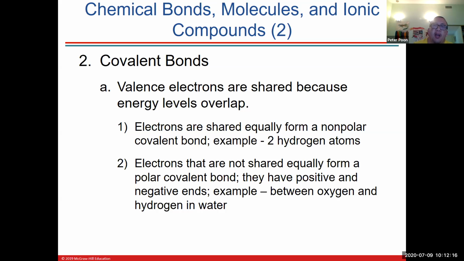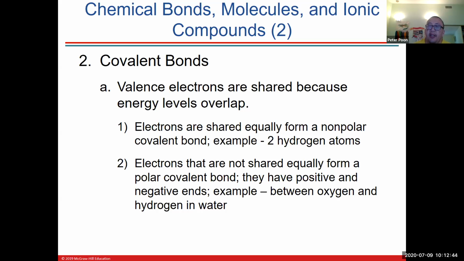Covalent bonds are where the electrons are physically shared. Literally, when you look at it, the electrons actually go around both nuclei, and you'll see how that works a little bit. When the electrons are shared equally, they form a non-polar covalent bond.